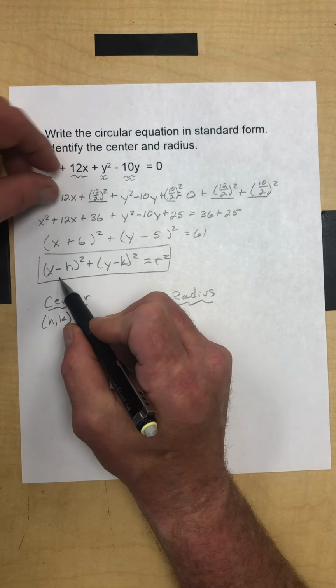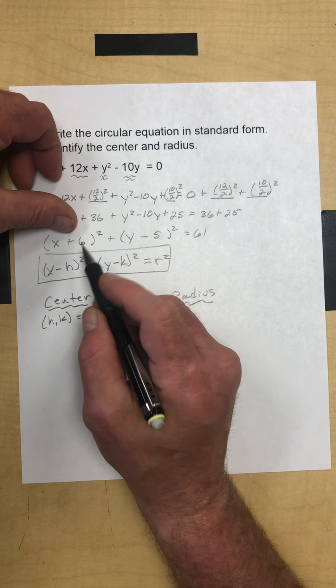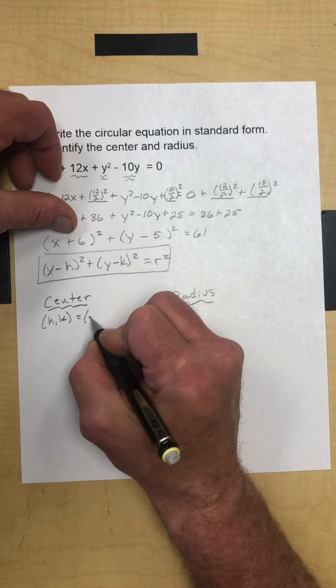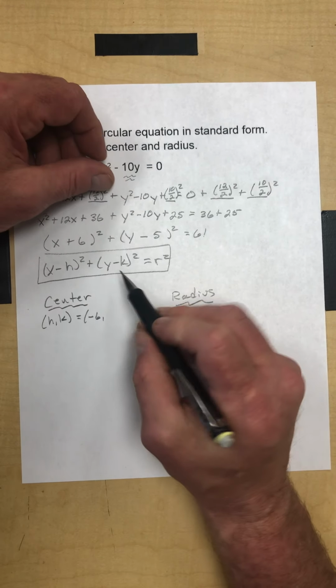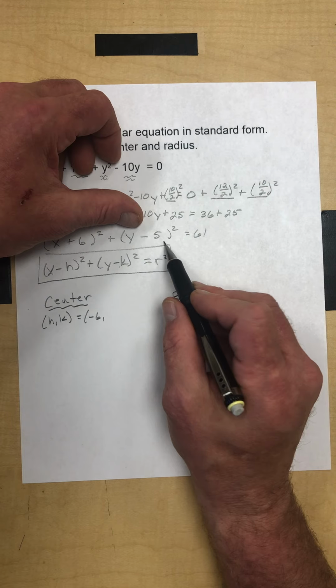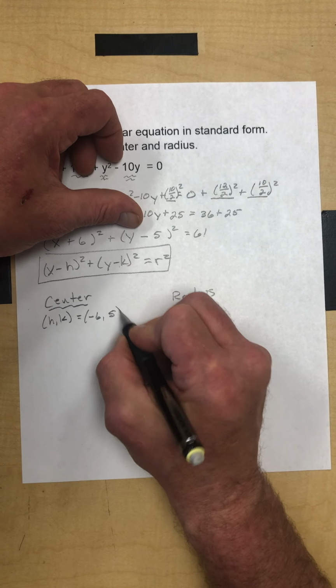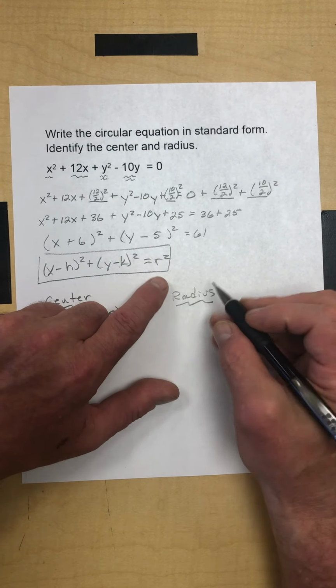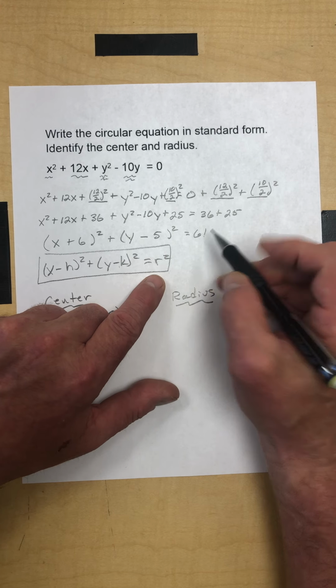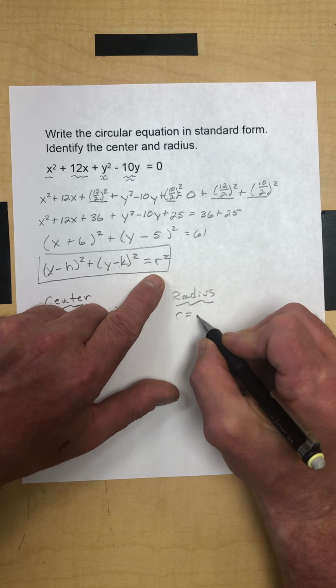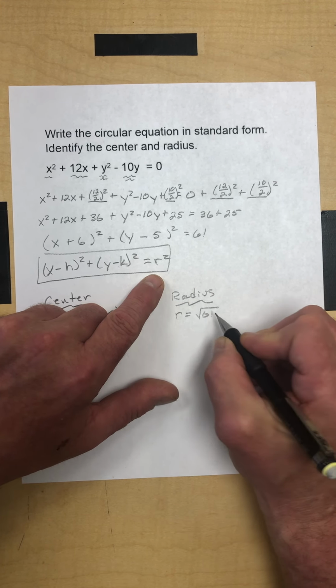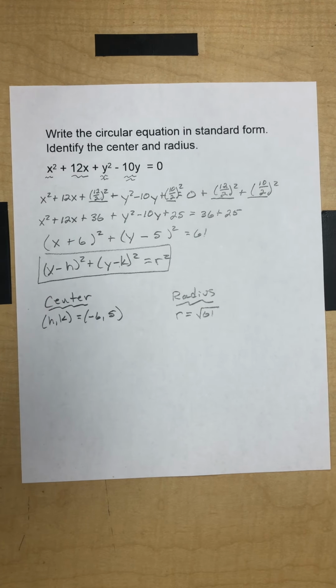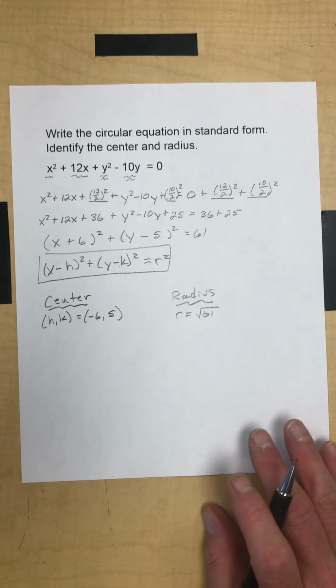Okay, so remember my center is my h, k. Okay, so we get x minus h, so that'd be x minus a negative 6. So h is negative 6. Okay, y minus k, so k is 5. Okay, and my radius would be the square root of this guy. So the radius is the square root of 61, and 61 is a prime number, so there's nothing else I can do with that guy. Okay, so we're done with that one. Okay, try another one.